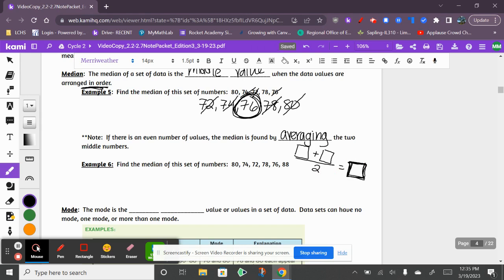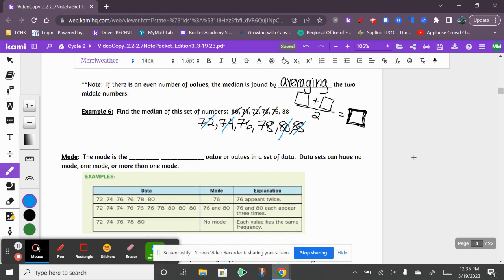So if we now have this set of data, we've got 72, 74, 76, 78, 80, 88, and we try to find the middle of that set. This time, we don't have one number in the middle. So this time we're going to take the two numbers in the middle, add them up, and divide by 2. When we get that, we get 77.